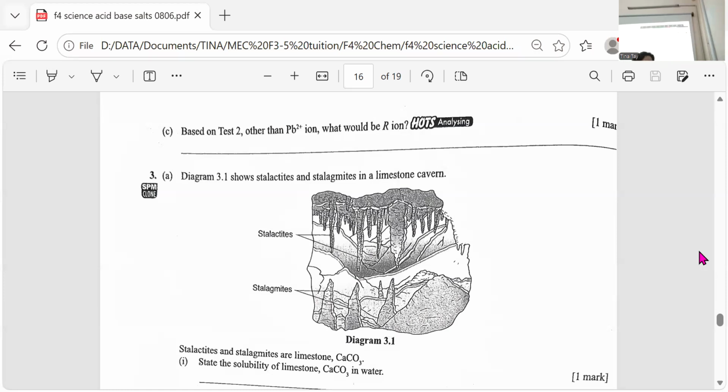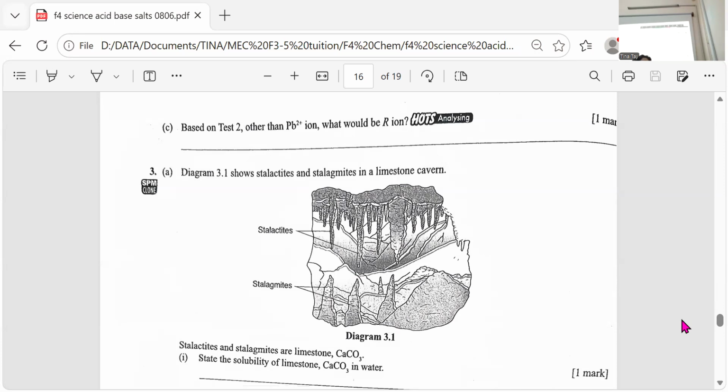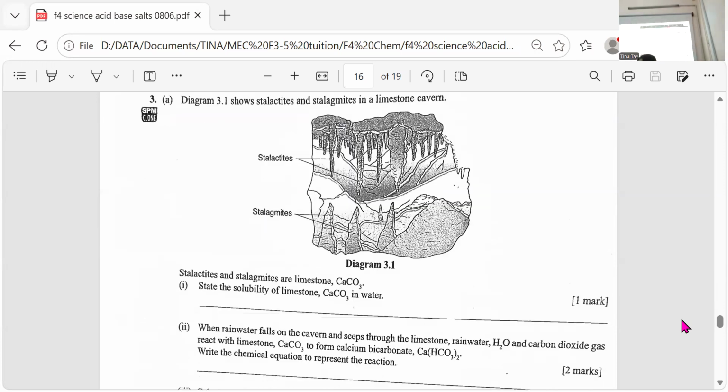Okay, so let's look at this. Question 3, diagram 3.1 shows the stalagmite and limestone in water. Rainwater falls in the cavern and seeps through the limestone and water with carbon dioxide.